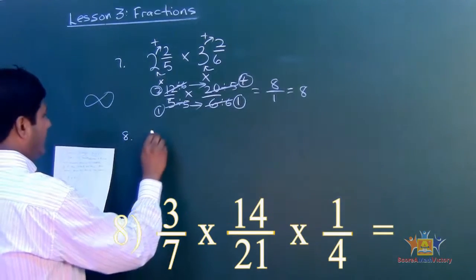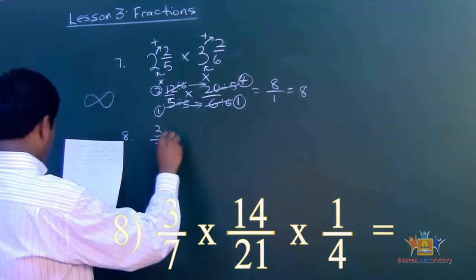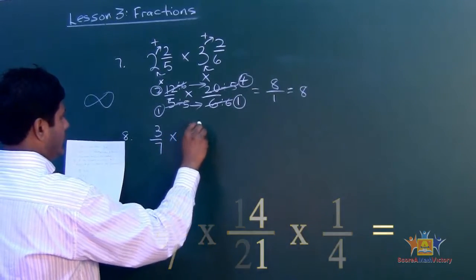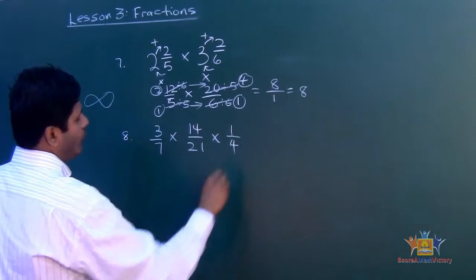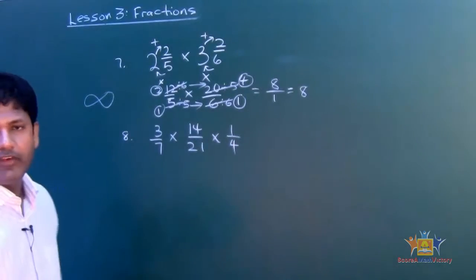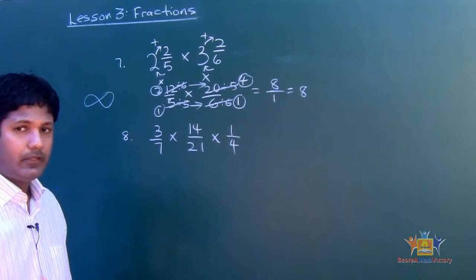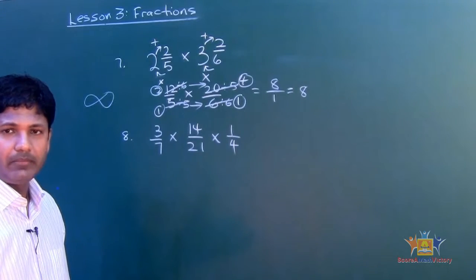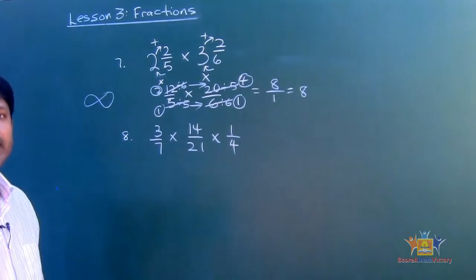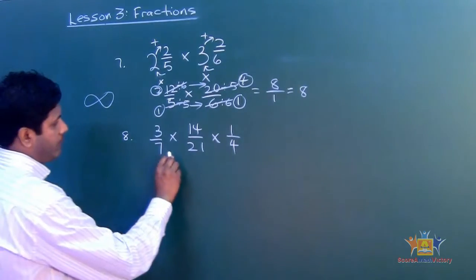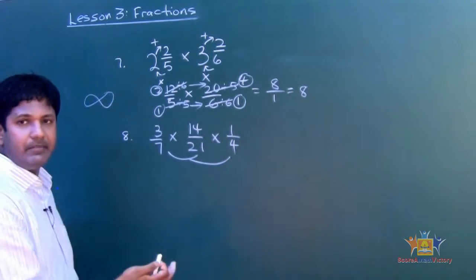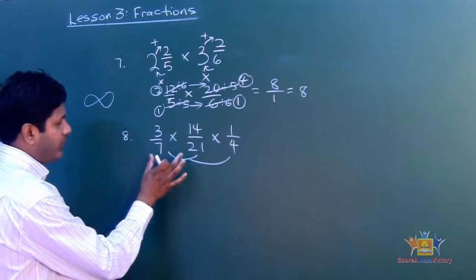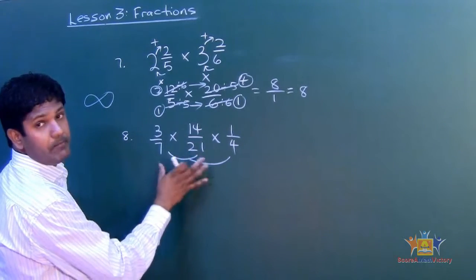Problem number 8, we got 3/7 times 14/21 times 1/4. So we got 3 fractions multiplying. Would it be a difficult problem to do? It's not. Why? We're going to use the pairing method. We're going to pair this up, solve it, and then pair with that one. Now you can pick any combination.